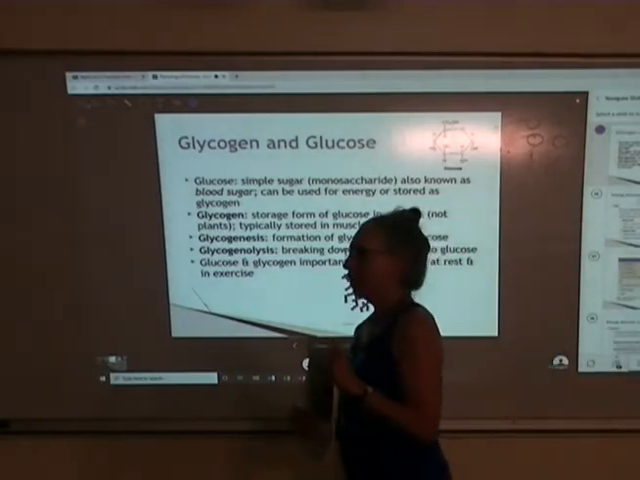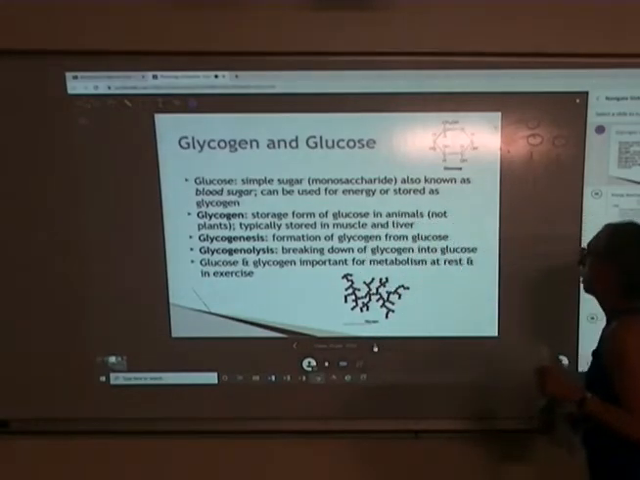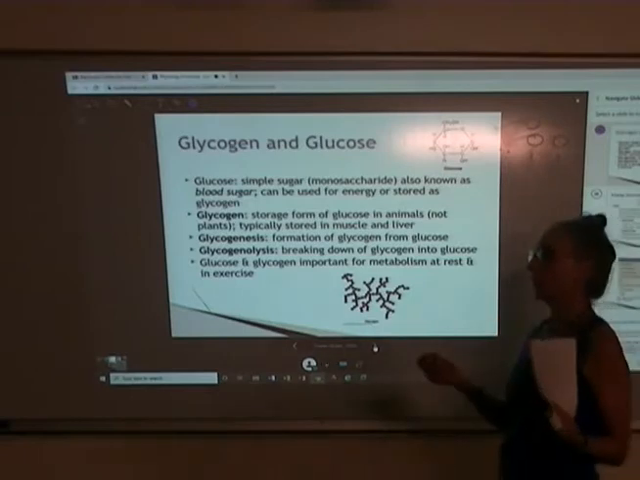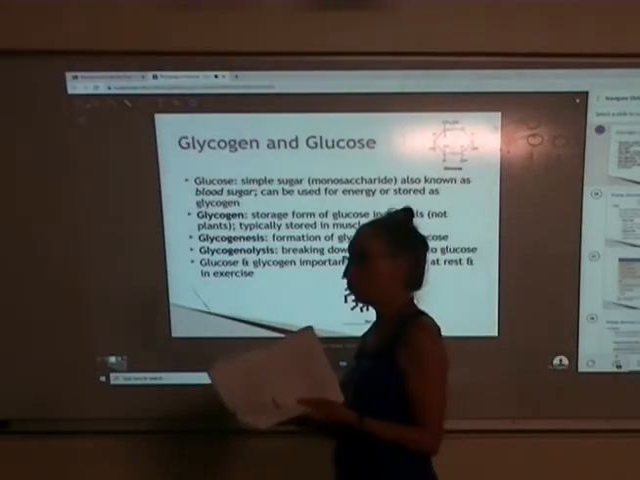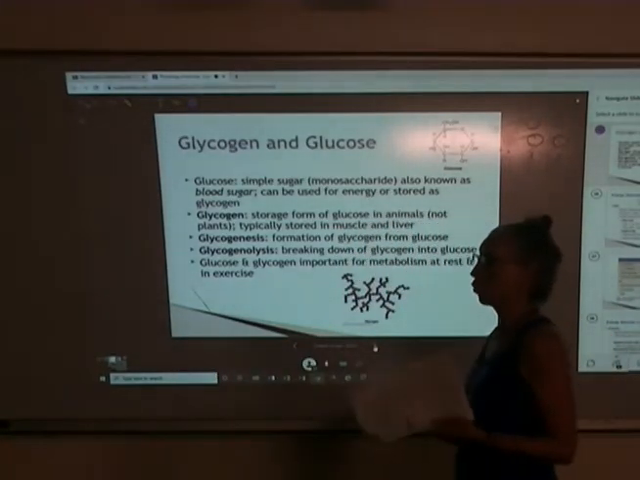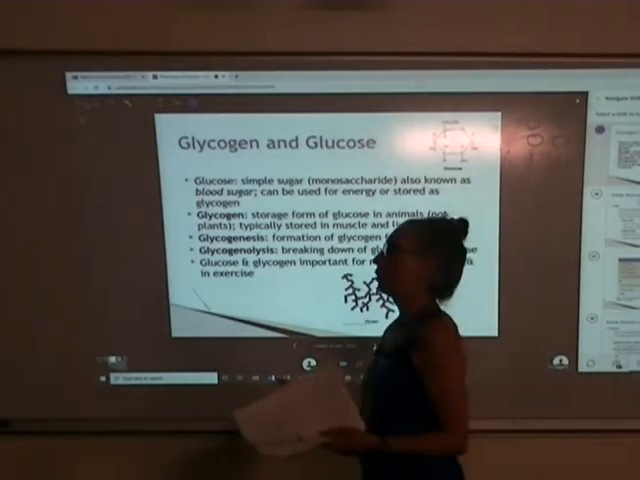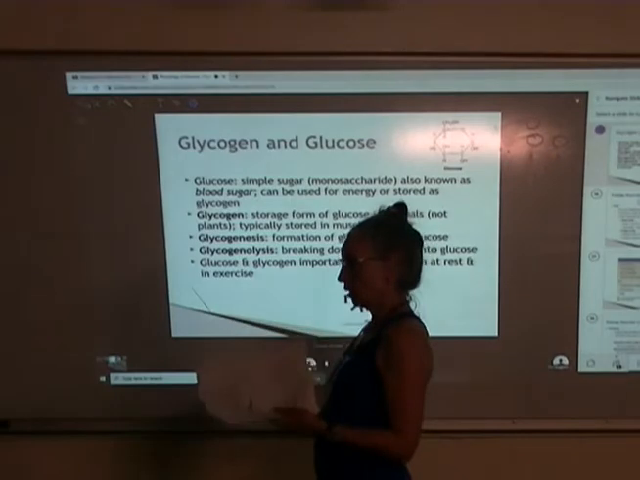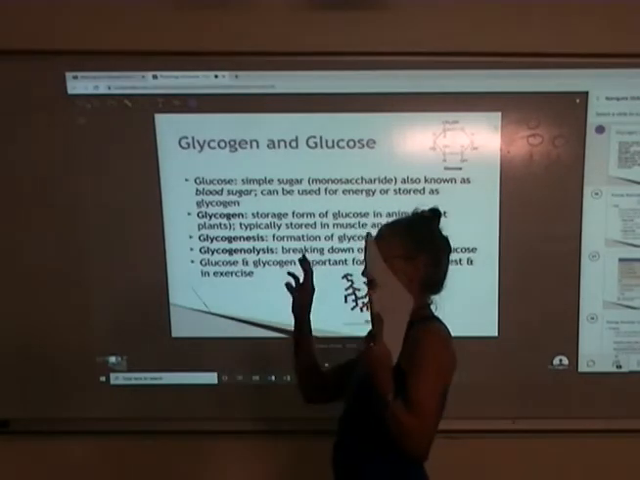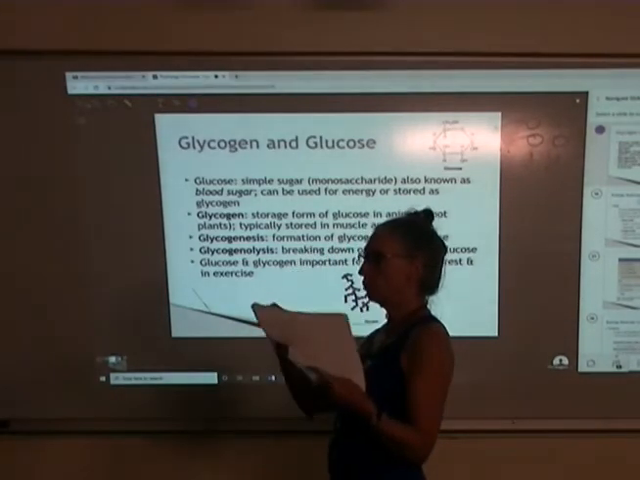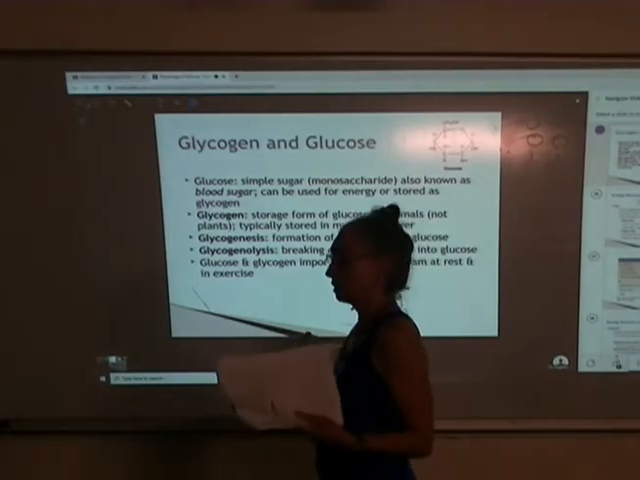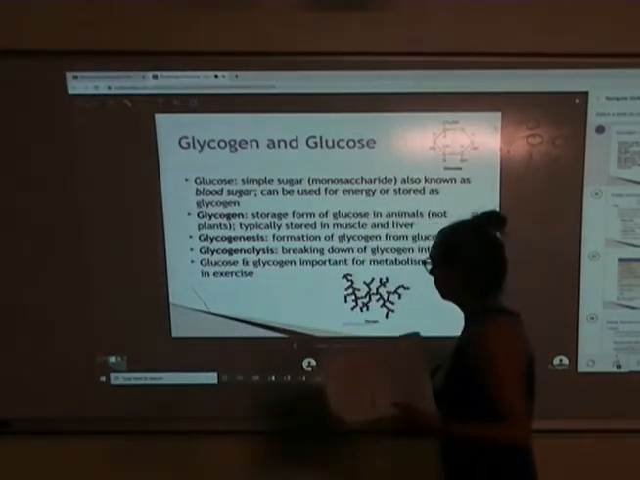In lay language, it's called blood sugar. It can either be used directly as an energy source, or it can be stored as glycogen. Our storage form of carbohydrate in the human body is glycogen. We don't exactly store glucose, other than the little bit that is traveling around in the blood system, okay?